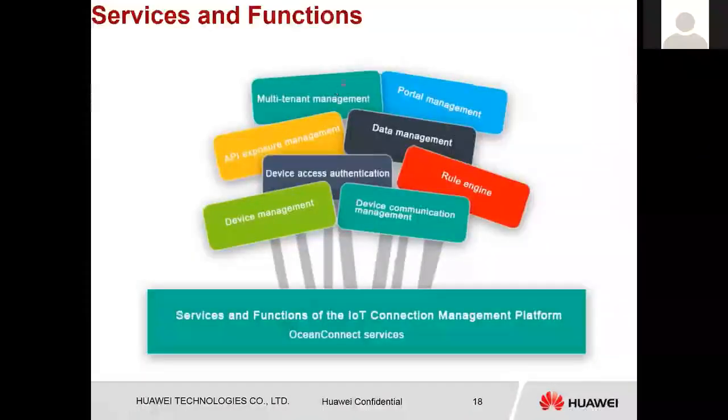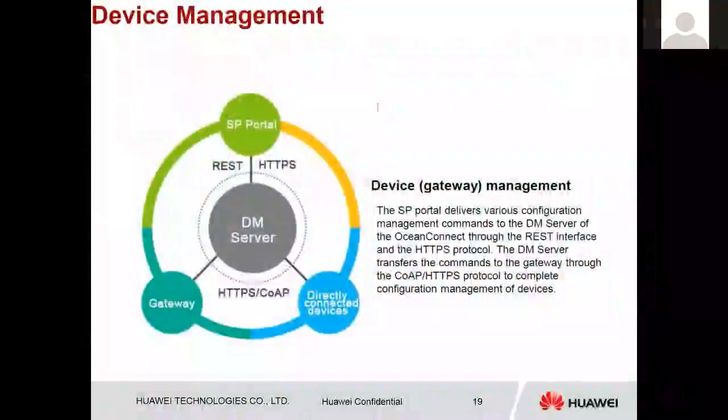Next are some services and functions in detail for our IoT platform. We can check the first one, device management. We have the gateway. This gateway is connected to the devices, because some devices cannot connect to our IoT platform directly. We need to provide a gateway as an agent to connect to our platform. And these are directly connected devices. They all connect to our DM server.